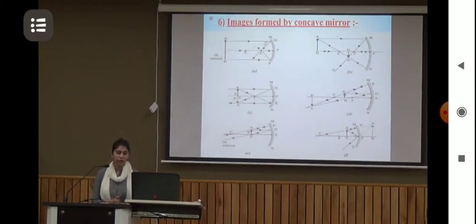So it's inverted and real. Moving on to the next ray diagram, the fourth one, which is the D part here, we have shifted the object further closer to the mirror. So now the object is between C and F, right?